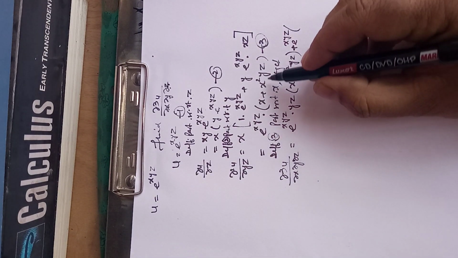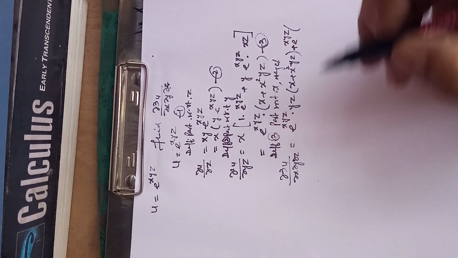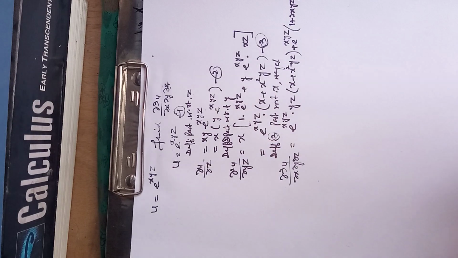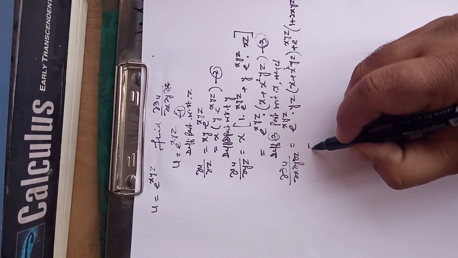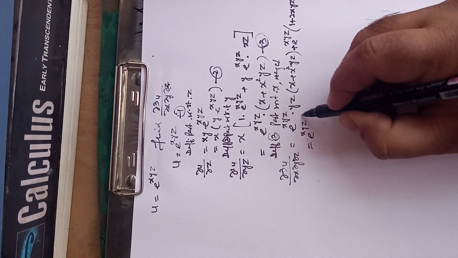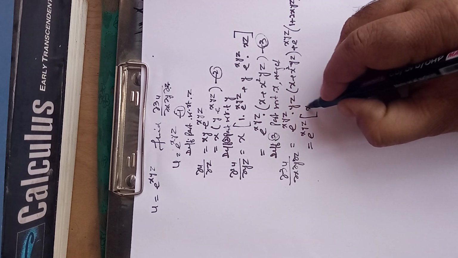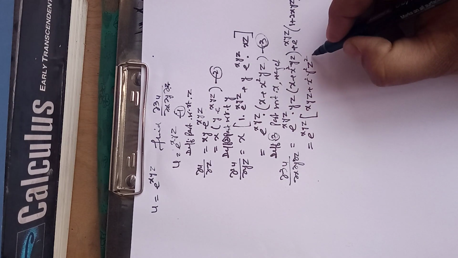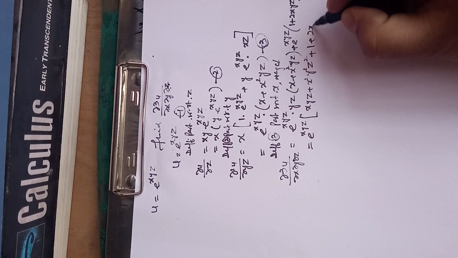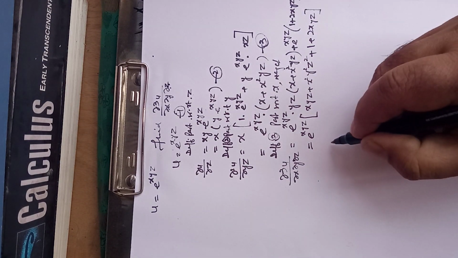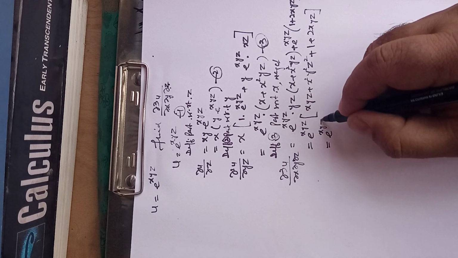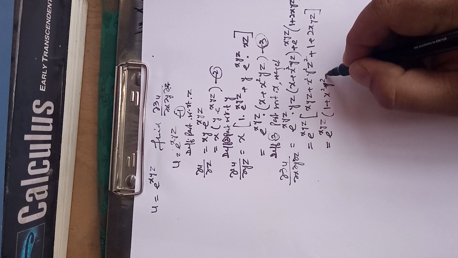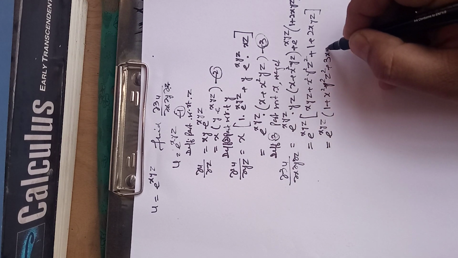Derivative of x plus x square yz with respect to x is 1 plus 2xyz, because yz is constant in this case. Now let me take e to the power xyz out. What remains is xyz, then x square y square z square, then 1 plus 2xyz. So the answer is e to the power xyz, 1 plus x square y square z square plus 3xyz.